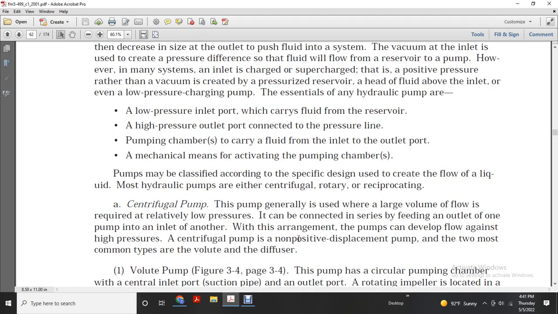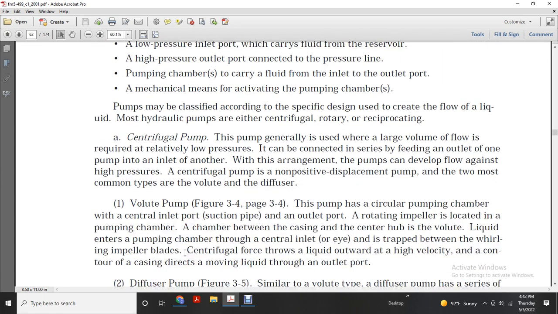Pumps may be classified as specifically designed either to create the flow of liquid. Most hydraulic pumps are centrifugal, rotary, or reciprocating. The centrifugal pump is generally used where a large volume of flow is required at relatively low pressure. Connected in series, with the outlet of one pump feeding the inlet of another, the arrangement can develop flow against high pressure. The centrifugal pump is a non-positive displacement pump, and the two most common types are the volute and the diffuser.